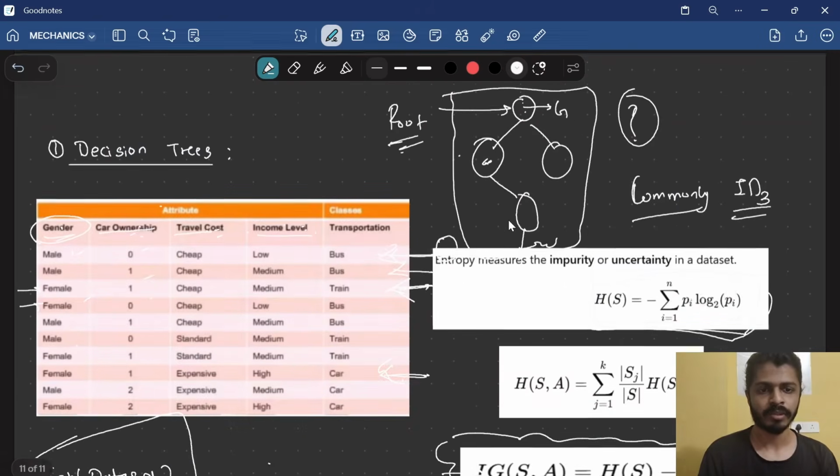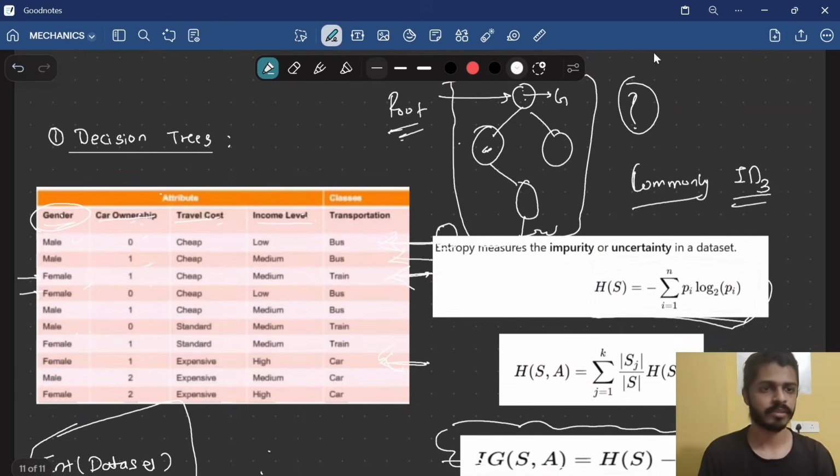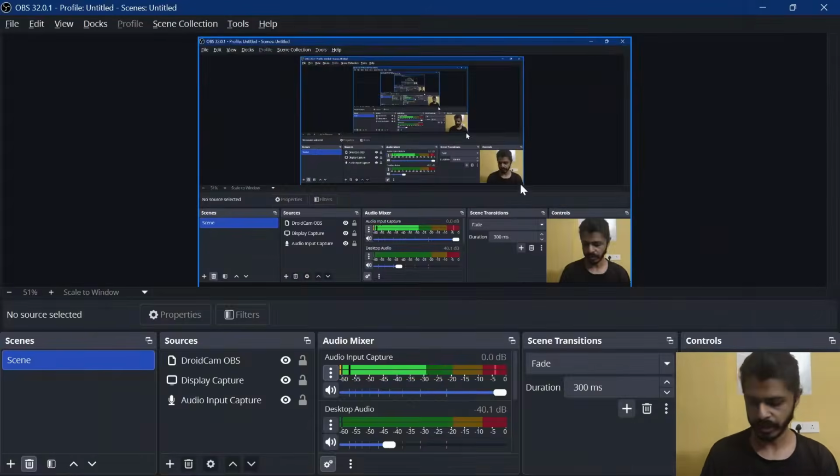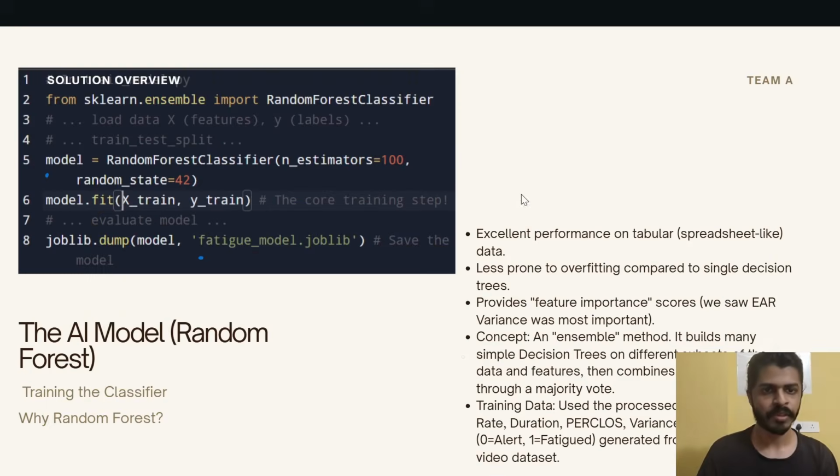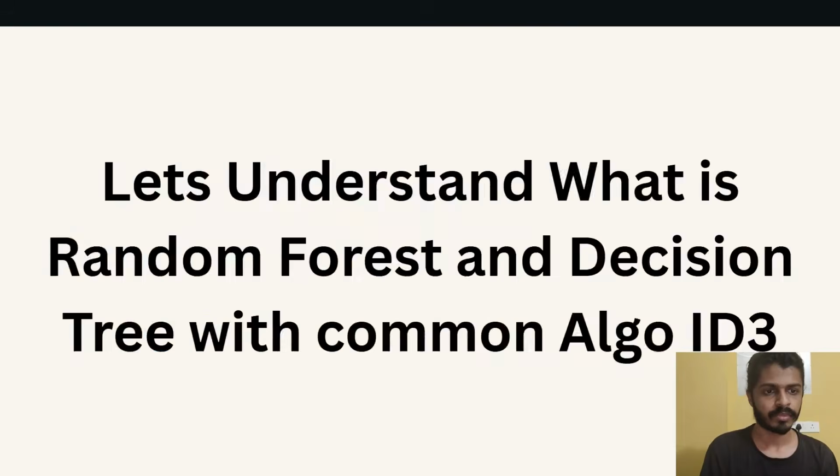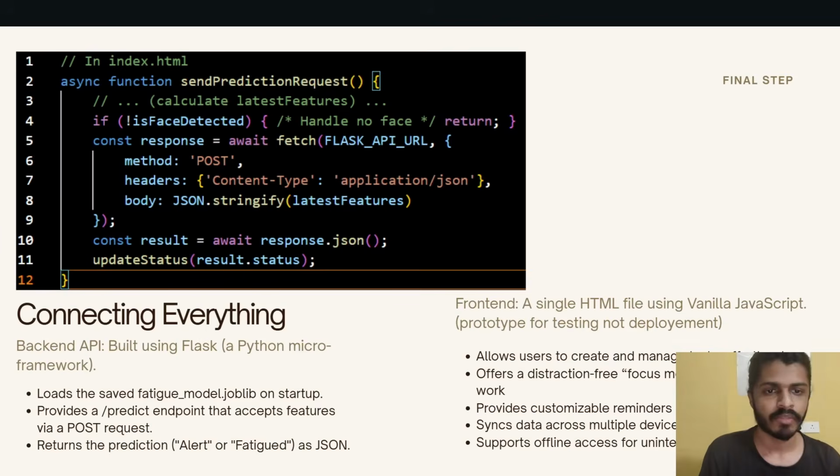I don't know if I was able to explain it, but that's how it works. It's not actually needed for this project that much. Okay, let's move to the next slide. We understood the random forest and decision tree with the common algorithm, which is ID3. We're done with this. Now we move to connecting everything.